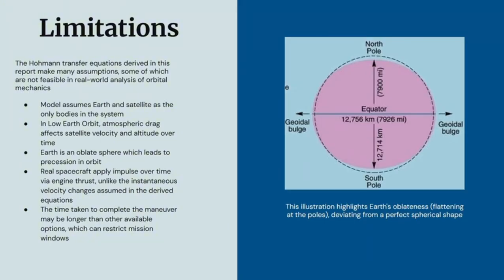Along with this, we haven't taken into account any potential atmospheric drag. We haven't taken into account the Earth's shape, which can impact orbit. And we haven't taken into account the fact that real thrusters take time to apply thrust to the satellite. And so it wouldn't necessarily be an instantaneous change in velocity as we see in our derivations.